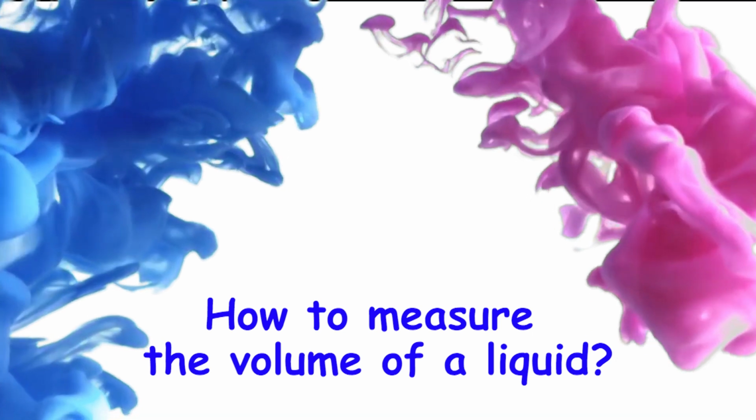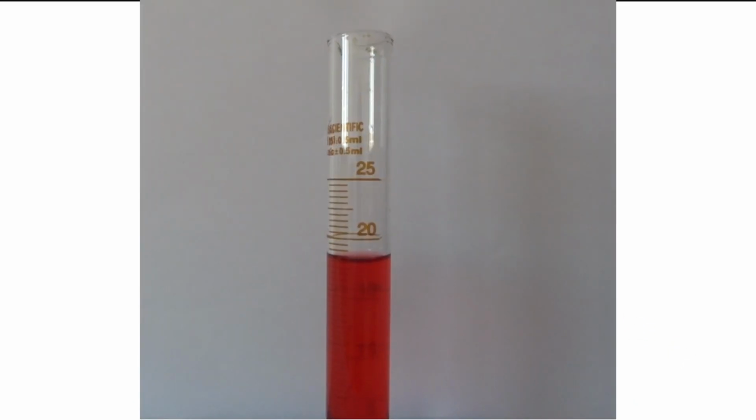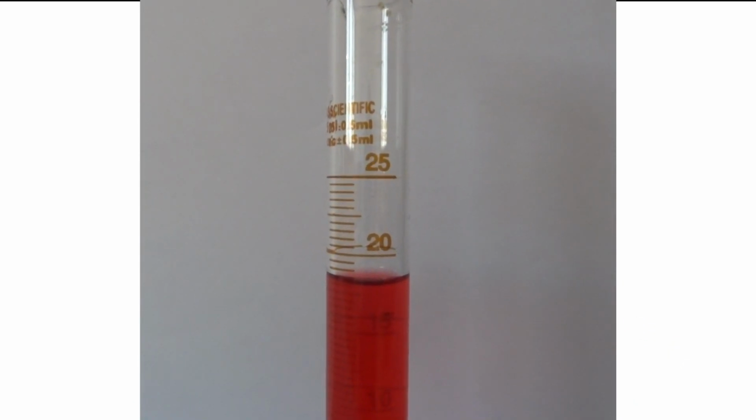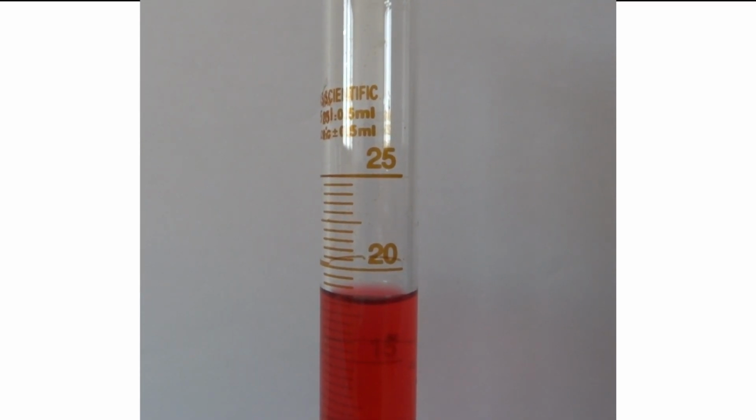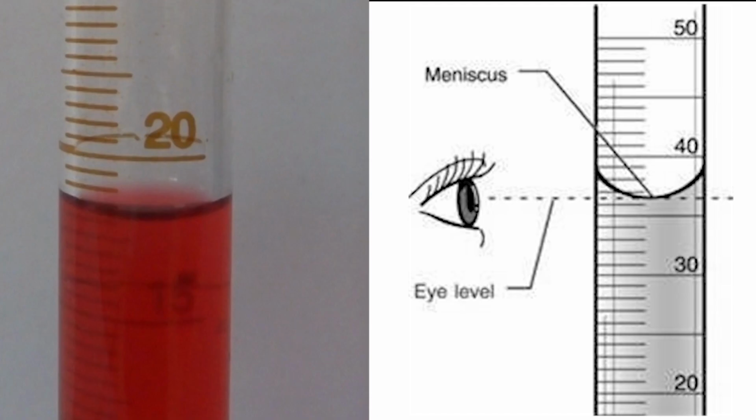How to measure the volume of a liquid? The volume of a liquid is measured by using a tool called graduated cylinder. In order to know the volume of water, you just put it in a graduated cylinder. Look at the top surface of water. It has the shape of a curve. This curve is called meniscus. To read the volume of water, we have to look at the bottom of the meniscus.